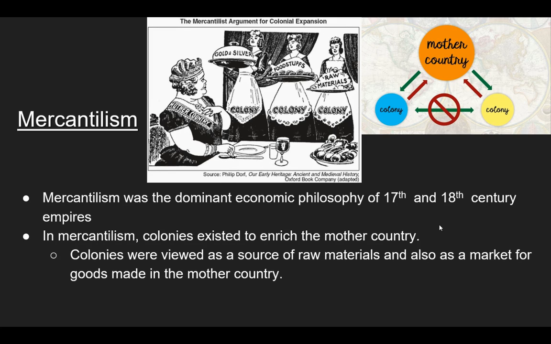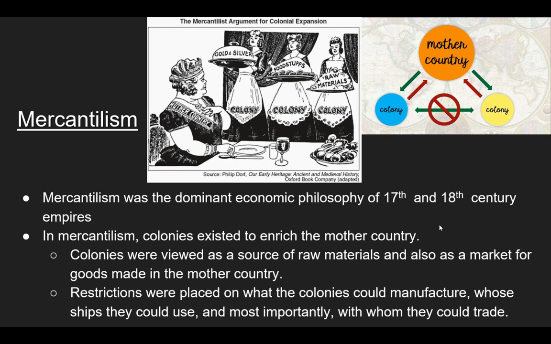This economic policy of mercantilism is all about creating and maintaining wealth. Wealth is not necessarily measured by how much money you spend, but rather by how much money you make or save. That is how you create wealth. And so England is all about creating colonies that help them increase and maintain wealth. In order to make sure that the New Yorker lumberjack does not trade with anyone but England, England places restrictions on what the colonies could manufacture, whose ships they could use, and most importantly, with whom they could trade.